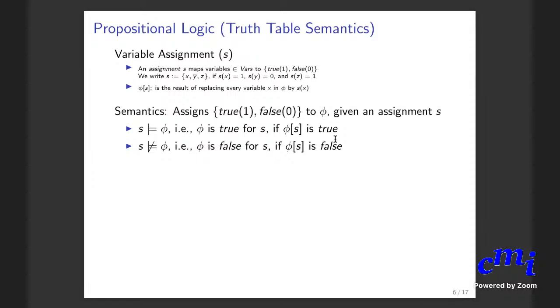Does that answer your question? Yeah, it does answer my question.